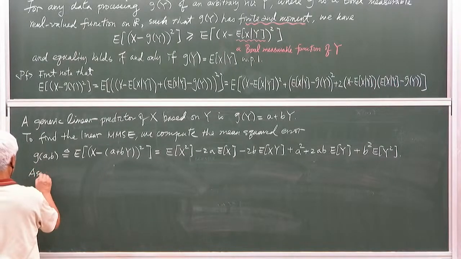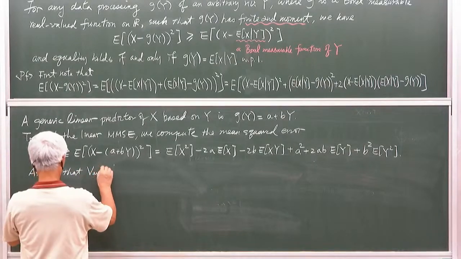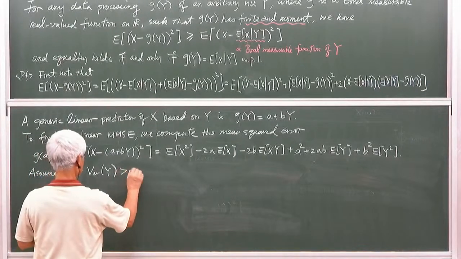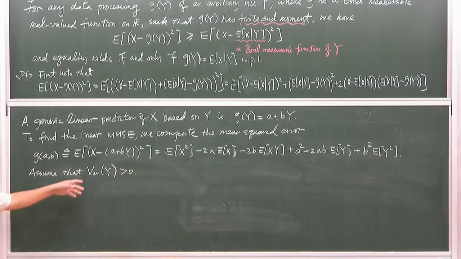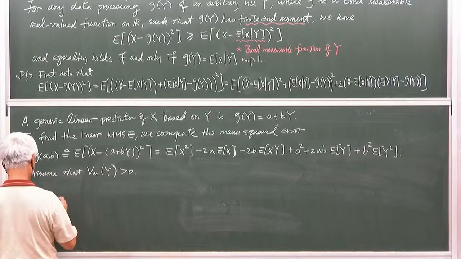Now we assume that the variance of Y, the observed data, is bigger than 0. Why? Because if the variance of Y is equal to 0, then Y is a constant with probability 1. If the observed data is a constant with probability 1, it's very hard to predict a general random variable X. So this is the basic requirement we need.